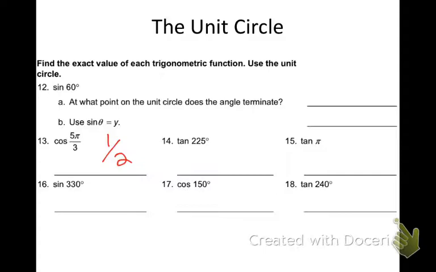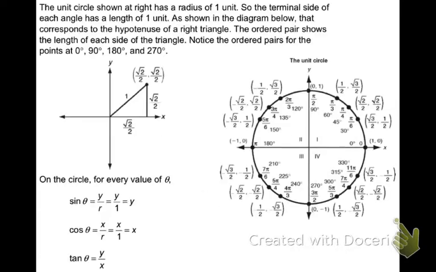And then we get to tangent. Tangent's the tough one, I'll be honest. Tangent of 225 degrees. Okay, so let's go back. Find 225. As I find 225, I'm going to look about right there. Okay, 225. Now tangent is my what over my what here?